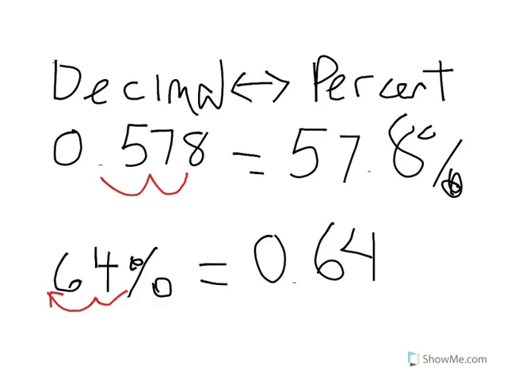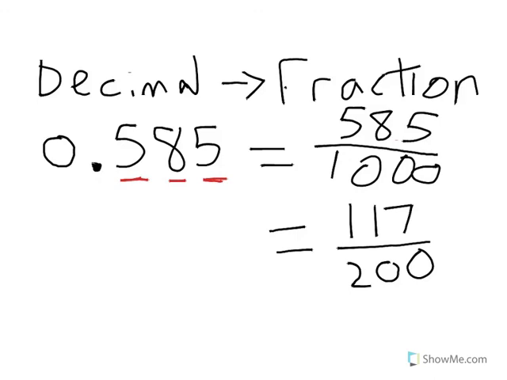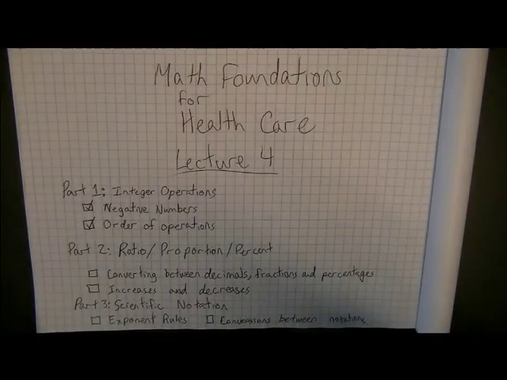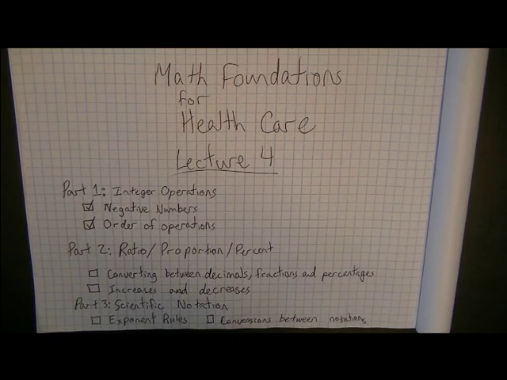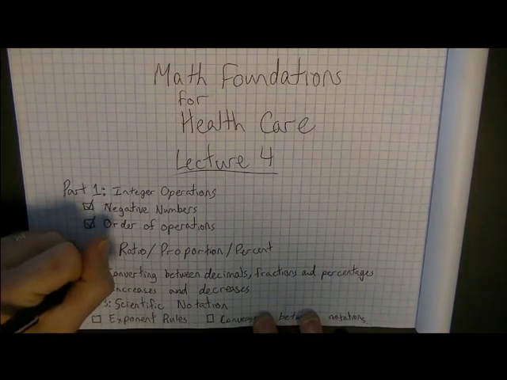Okay, which gives us all the ways that we can convert. To convert from percent to a fraction, we just treat it as a fraction over 100. To convert from decimals to fractions, we put it over whatever power of 10 we're talking about. Fractions to decimals, long division. Okay, so that covers converting between decimals, fractions, and percentages.